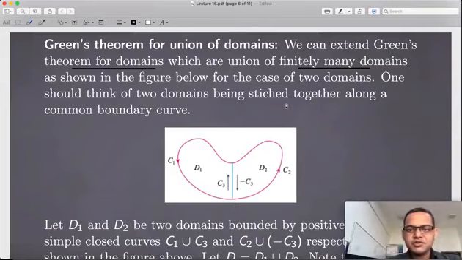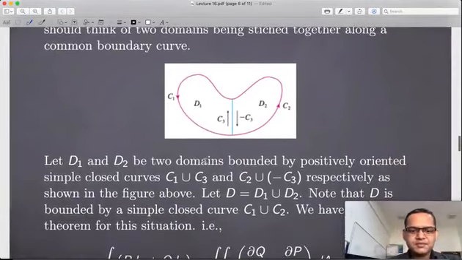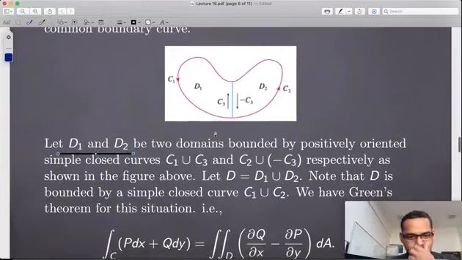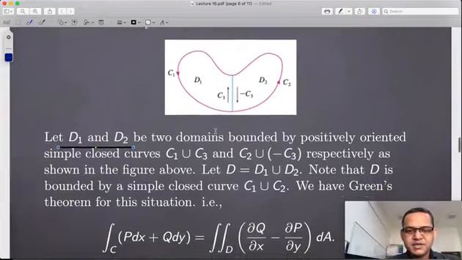So we look at this kind of situation, and then you can keep one more over here and attach one more over here, all that you can keep on doing. So then we have Green's theorem for the union. And how does one prove it? It's fairly easy.